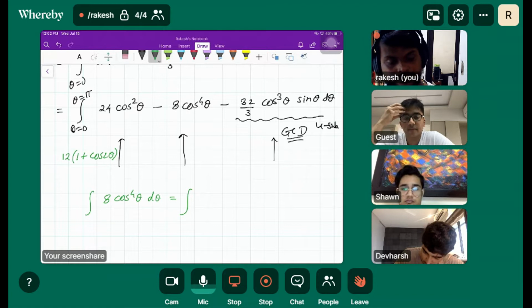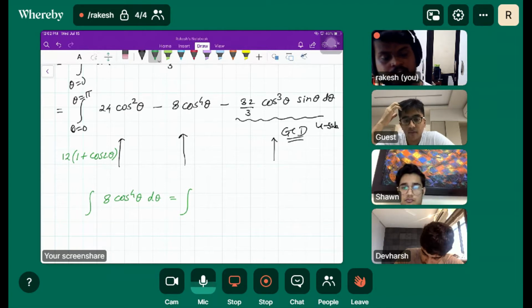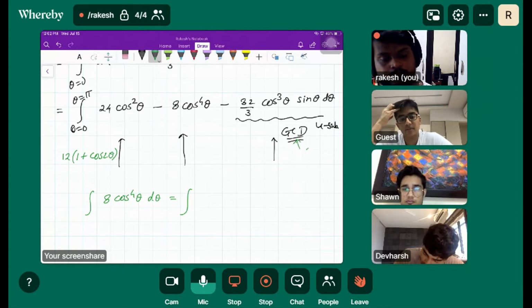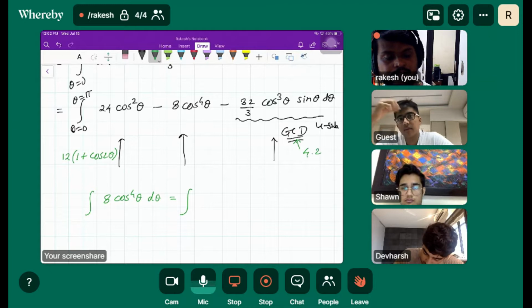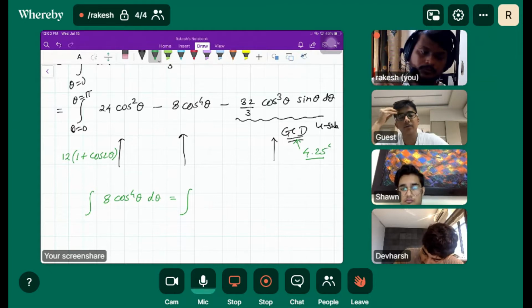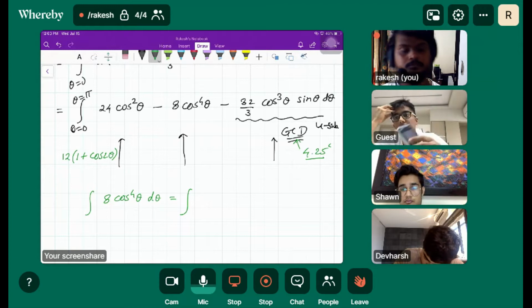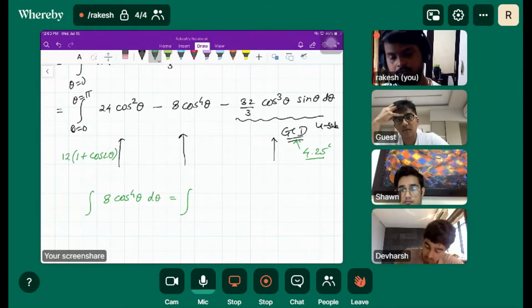4.25 radians. Okay. Yeah, I used the solver. That's wrong, I think.